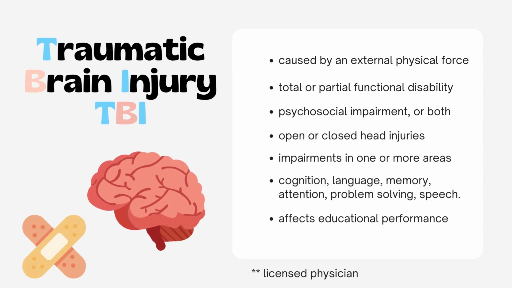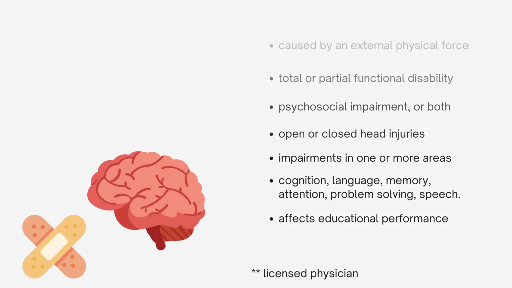Traumatic brain injury is caused by an external physical force. It can cause a total or partial functional disability, psychosocial impairment, or both. Open or closed head injuries, impairments in one or more areas like cognition, language, memory, attention, problem solving, speech, and it affects educational performance. We need information from a licensed physician.